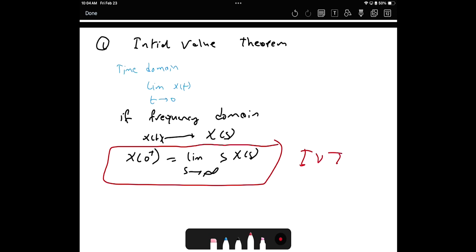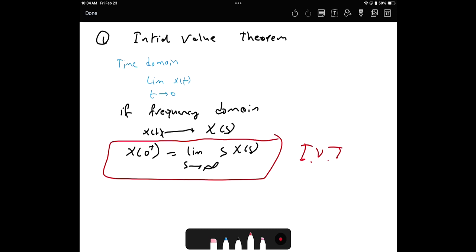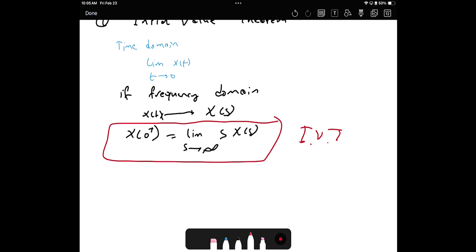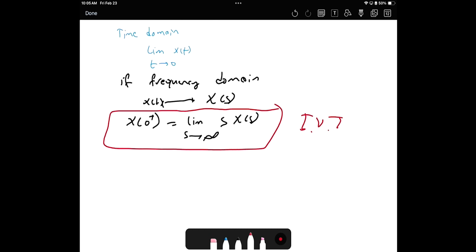Initial value theorem, IVT. This has many applications that you will see later in other courses. In electrical engineering, you will see this theorem is very important in our analysis. Sometimes when you have the problem or the system written in the frequency domain, you don't need to convert it back to the time domain and calculate the initial value. You can calculate it directly using the initial value theorem, IVT.